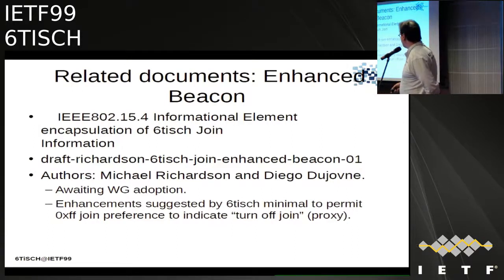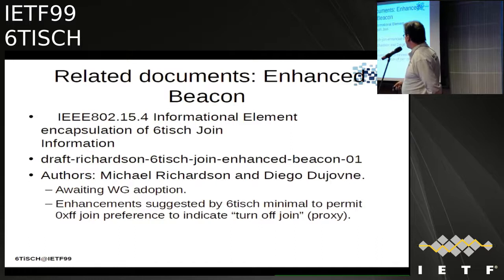The specific things we wanted to put in was, essentially, there's a bit that says, I am a join proxy, and there's another bit that says, I'm a router. Which means, if you're a leaf node, not a routing node, please don't send a router solicitation eating up a multicast slot. You can unicast one to me and I'll answer you. That saves a lot, because multicast broadcast slots are pretty precious, and we don't really want to use them up for stuff. We have to use them for DIOs.